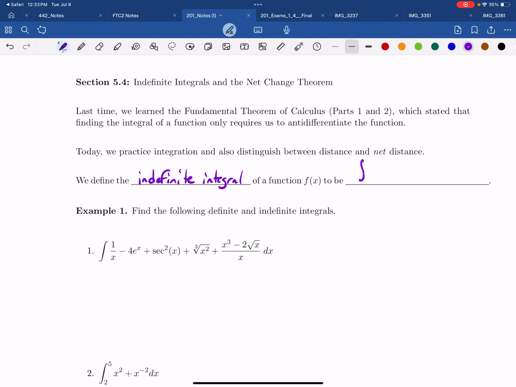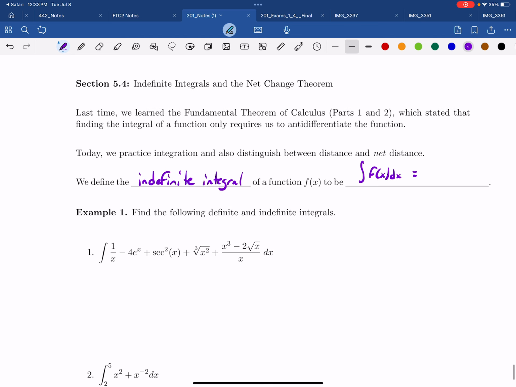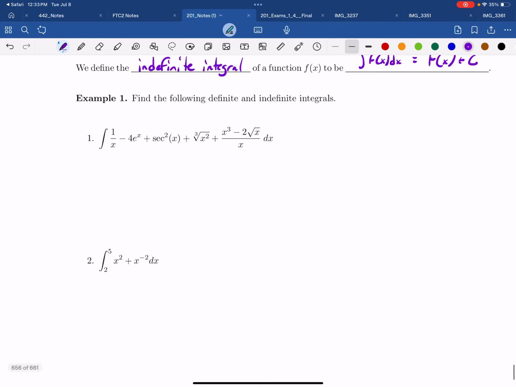And it's the integral notation, but it doesn't have bounds, right? And of course, the answer is going to be just the antiderivative plus c, right? So it's just going back to section 4.9, really, anti-differentiation. So when I ask you to find just the integral or the indefinite integral, you're just anti-differentiating and you're adding c, right? So for example, find this indefinite integral, right?